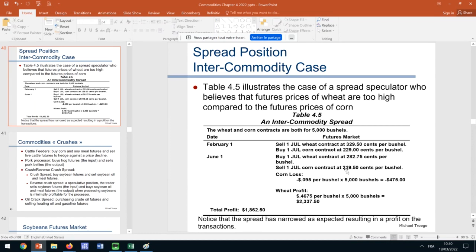Okay, what has happened? Now we make losses on corn, because what has happened globally?